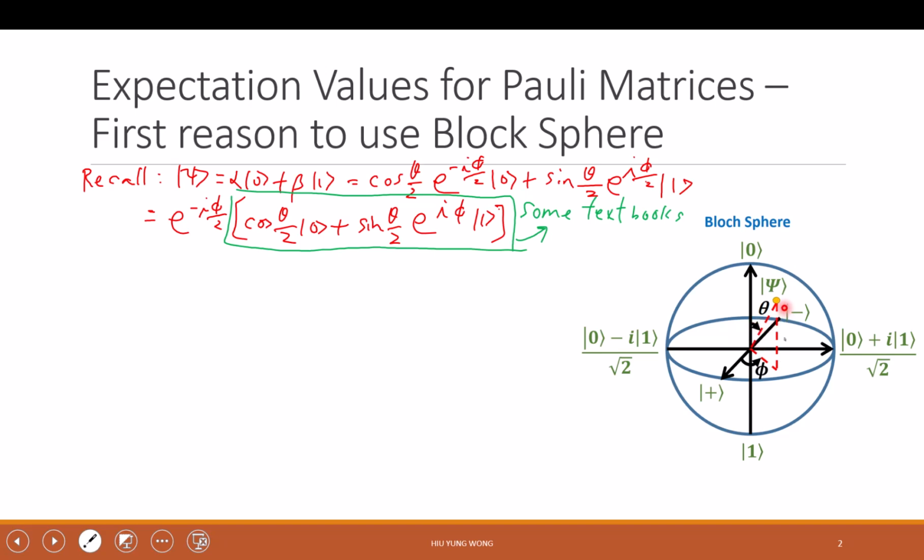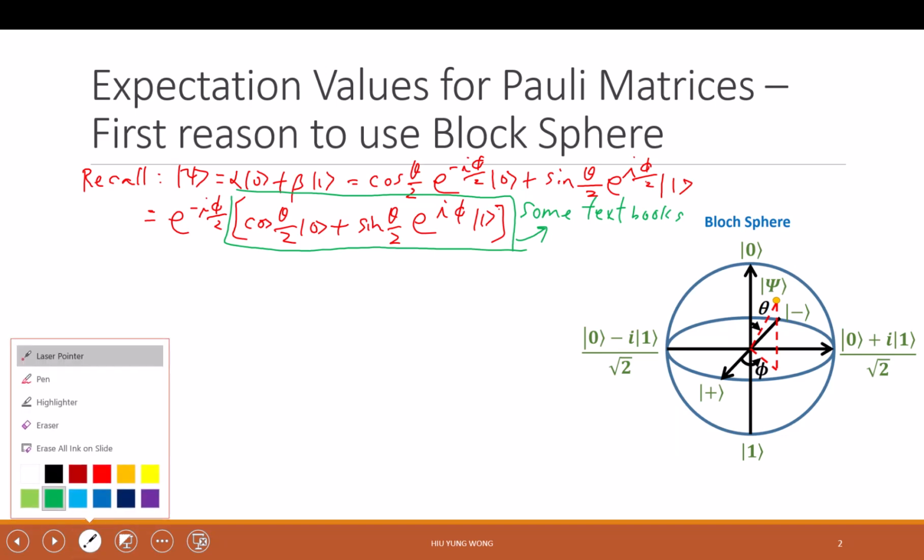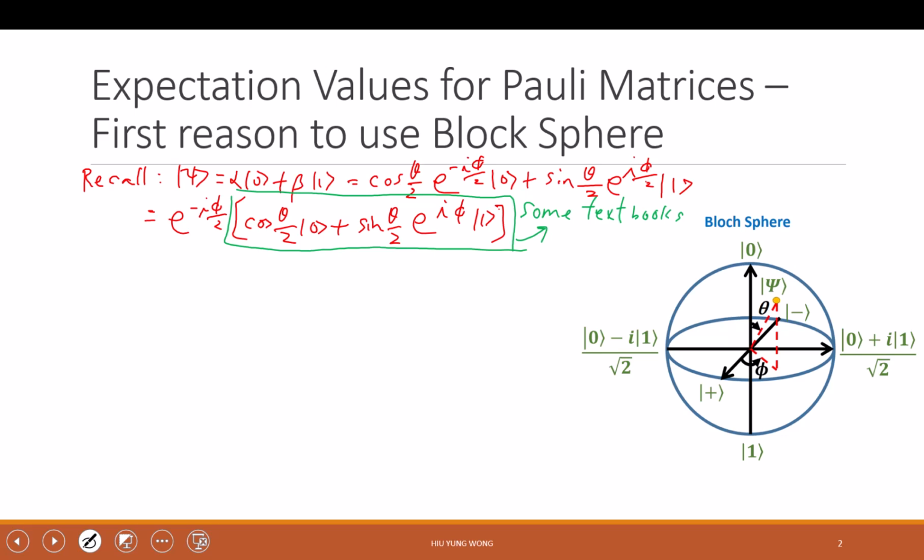Because each spot can represent all the states that differ by one global phase. Is that okay? So when you see this, don't get surprised and say why it's different, right? This one has e to the power i phi and nothing here, and mine has negative i phi divided by 2 and e to the power i phi divided by 2. Okay, any questions? If no, this is just a review.